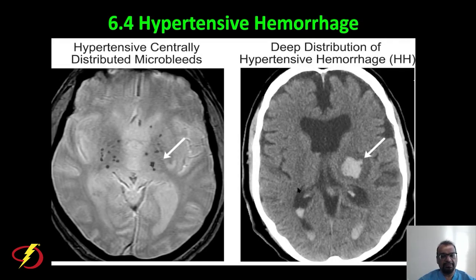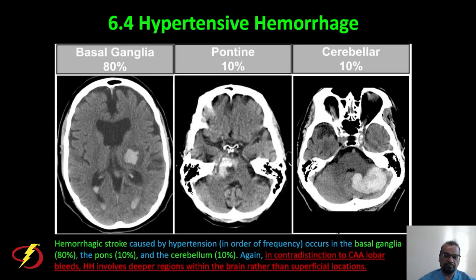So just like the hypertensive hemorrhage patients who have microbleeds, these are also found in deeper locations as opposed to cerebral amyloid angiopathy, where these were found in more superficial locations. So when you see cerebral microbleeds in a deeper, more centralized location, here we see them in the thalamus bilaterally. Here we see this bleed epicentered in the left thalamus. Think of hypertensive hemorrhage. Now, hemorrhagic stroke caused by hypertension in order of frequency occurs in the basal ganglia 80% of the time, in the pons 10% of the time, and the cerebellum 10% of the time.